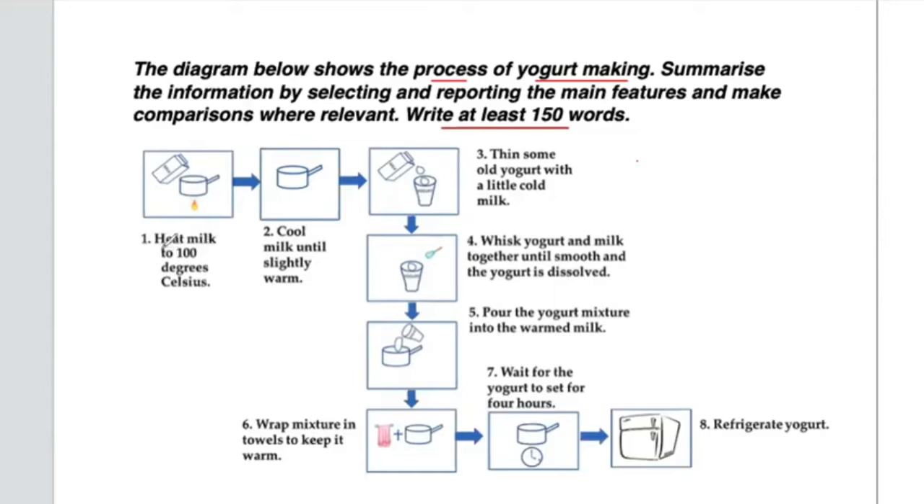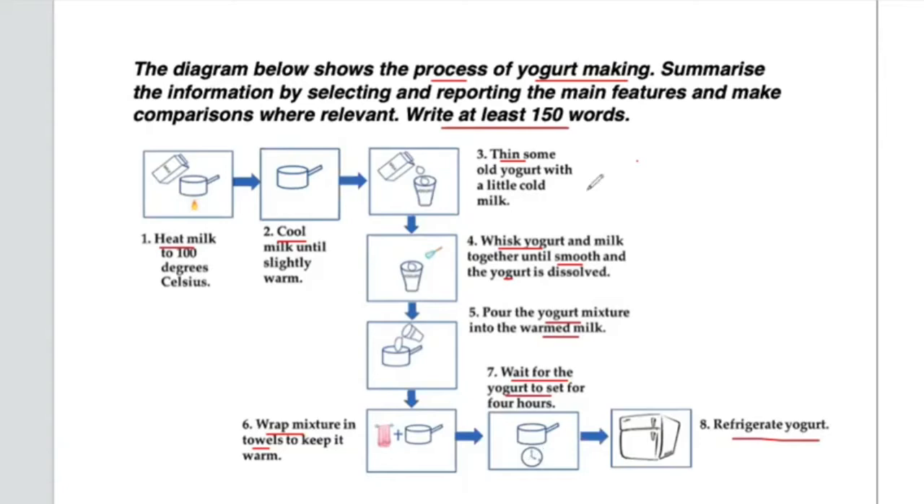Number 1 says heat milk to 100 degrees Celsius, cool milk until slightly warm, thin some old yogurt with a little cold milk, whisk yogurt and milk together until smooth and the yogurt is dissolved. Pour the yogurt mixture into the warmed milk. Wrap mixture in towels to keep it warm. Wait for the yogurt to set for 4 hours and then refrigerate the yogurt.